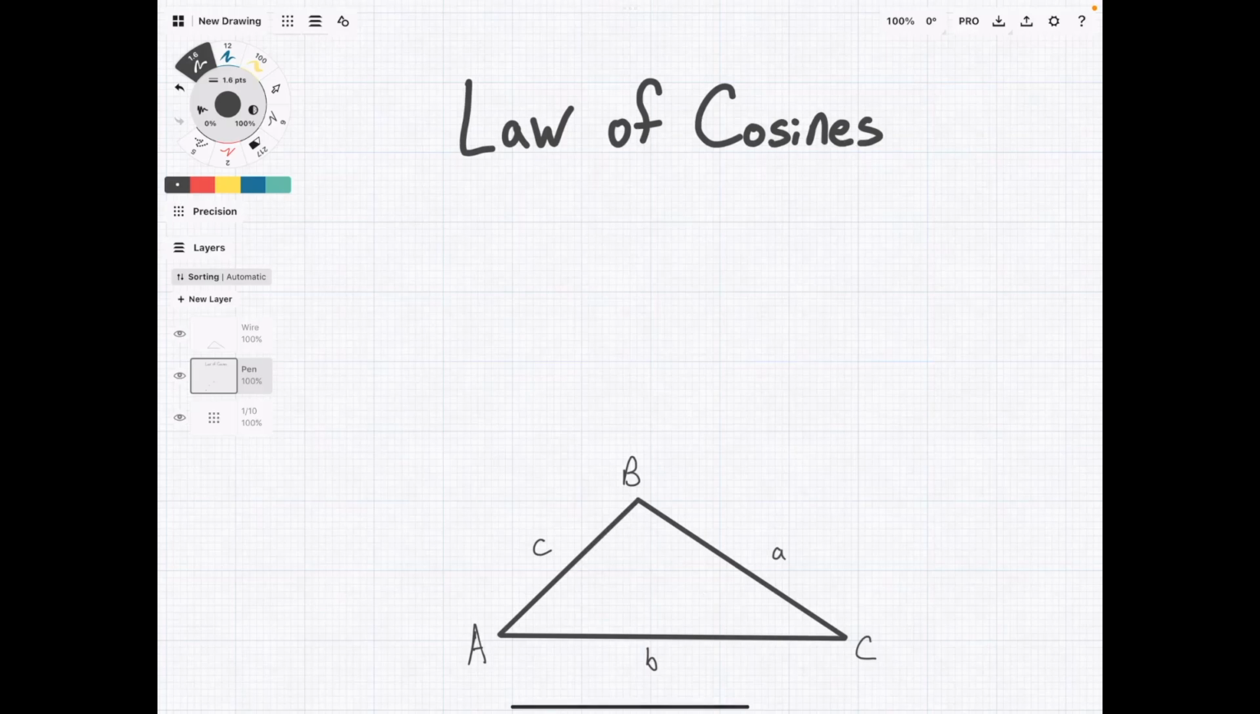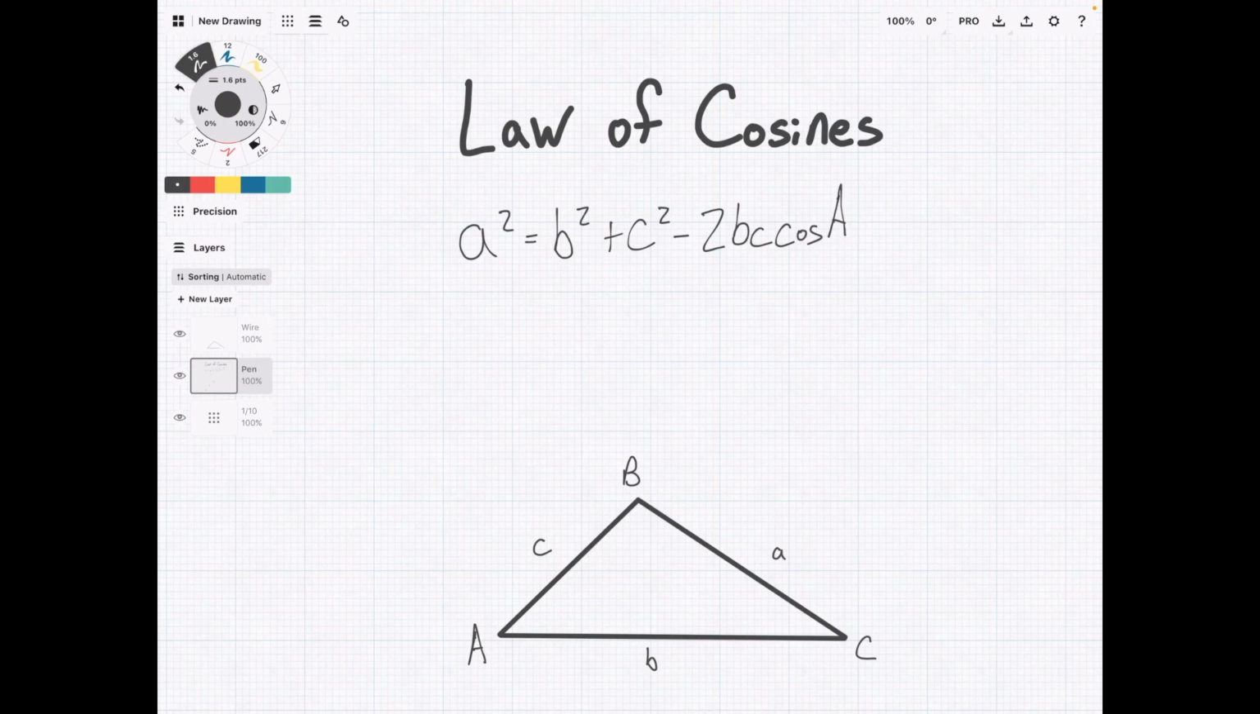In this video, I want to talk about the law of cosines, which is a set of equations you can use to find the angles and side lengths of any triangle. So, given triangle ABC, like we have here at the bottom, the law of cosines is this. A squared equals b squared plus c squared minus 2bc cosine A.